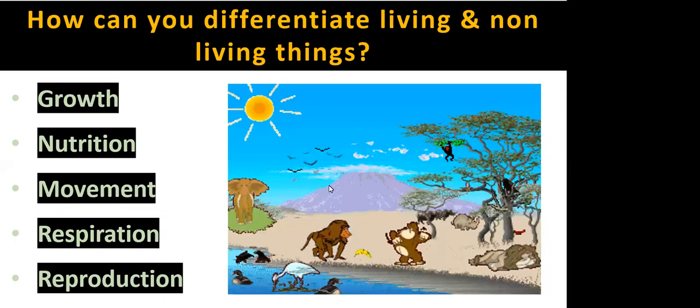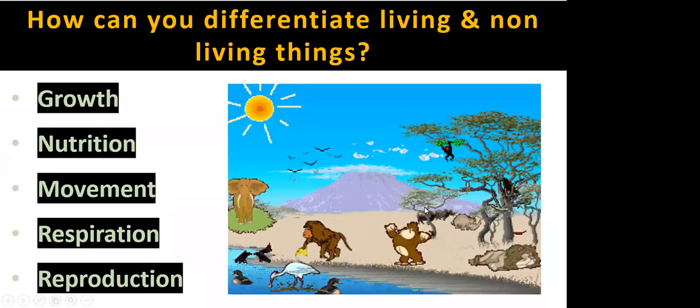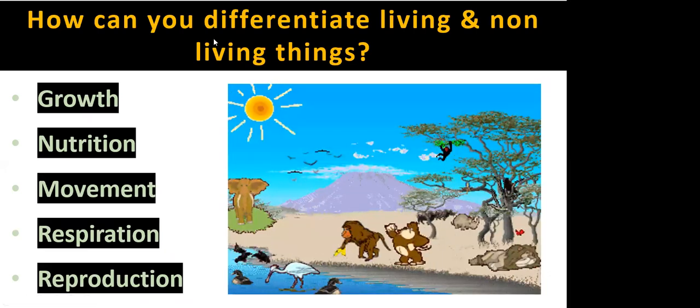So growth, nutrition, movement, respiration, reproduction. All those things can differentiate living and non-living. A lot of things are there, and we will discuss them in grade 10 and 11. From the picture itself, you can see living things are growing, showing movement, eating, breathing and reproducing. So these 5, you have to memorize completely.